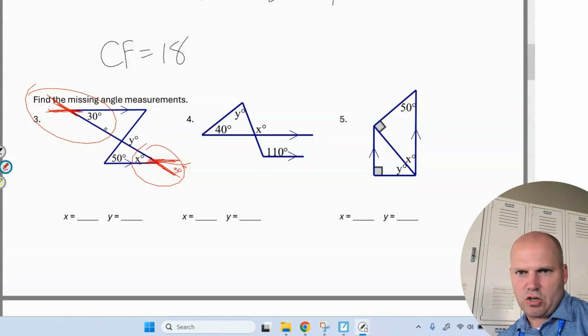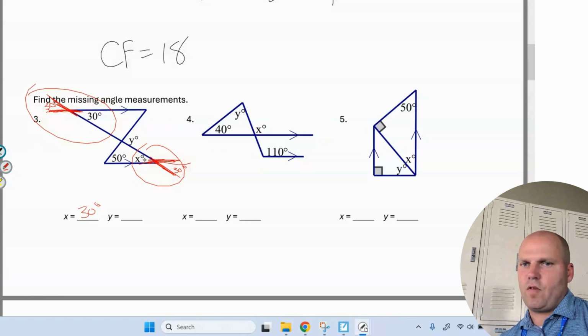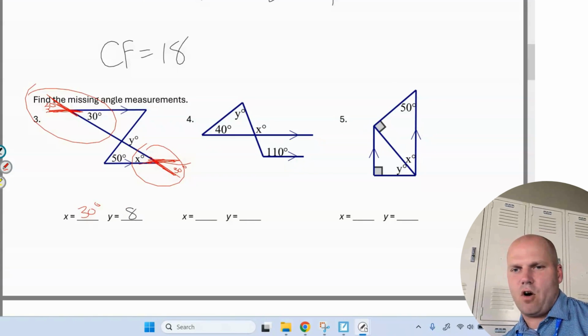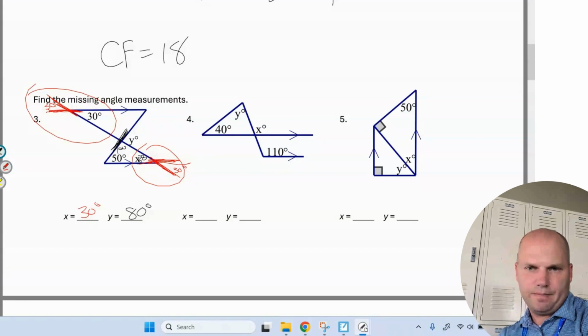If this is 30 degrees, this is 30 degrees, this is 30 degrees, this is 30 degrees, X is 30 degrees. Y is going to be equal to 50 plus 30. I just know that right off the bat, but you could double check. If this is 30 and this is 50, this is 80, that means this is 100. And these two, Y plus 100 has to equal 180. Okay.